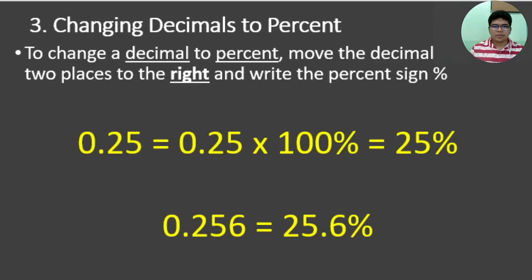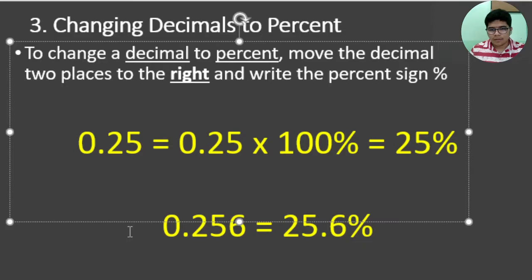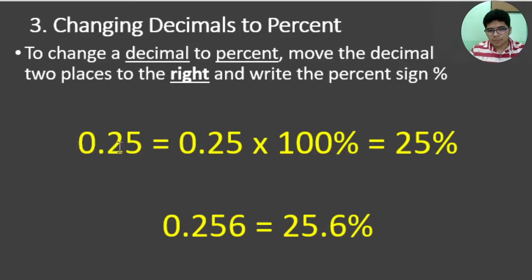Now, how do we change the decimals to percent? To change the decimal to percent, it's simple. You just move the decimal point 2 places to the right and write the percent sign. Okay? So like, look at this. 0.25 became 25% because you just move it two times here and then that will become 25%.